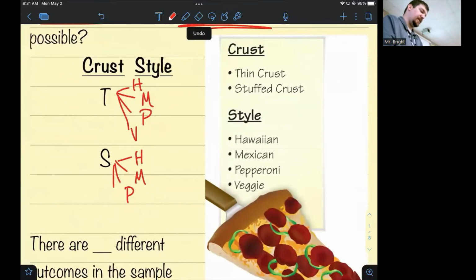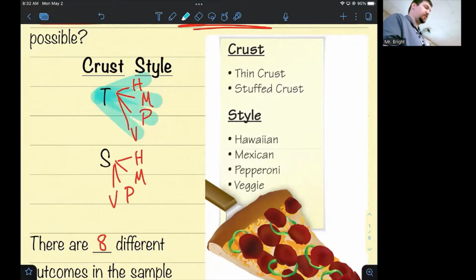So this is called my sample space. I've made a list or a diagram of all the possible options. How many possible options are there? There are 8. Every branch is an option. TH, or thin Hawaiian, is one style of pizza. Thin Mexican, thin pepperoni, thin veggie. There are 4 options for the thin crust, and there are 4 options for the stuffed. And that's a total of 8. Good job.